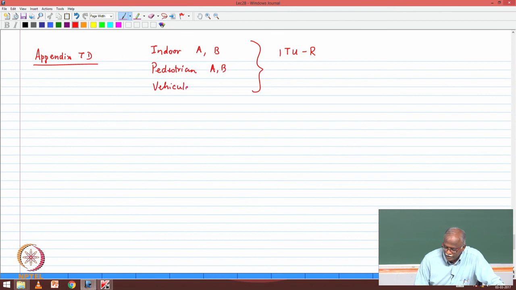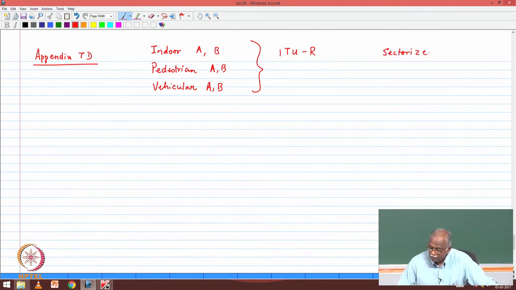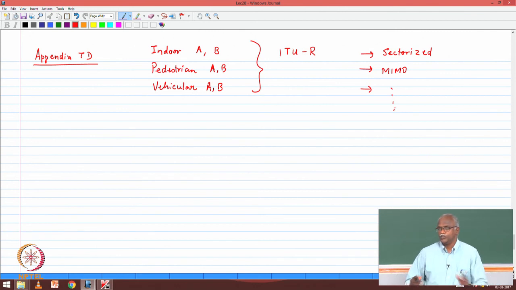And of course there are several variants of these, variants for sectorized antennas, variants for MIMO... So many variations are there. But once you have got an understanding of what the basic models are, how they are classifying, what are the things that they are doing, then it becomes very easy for us.